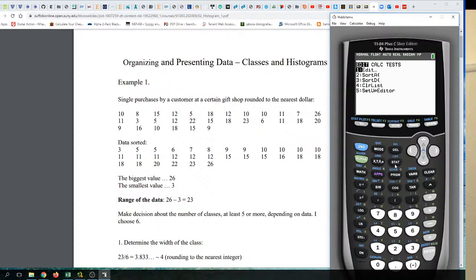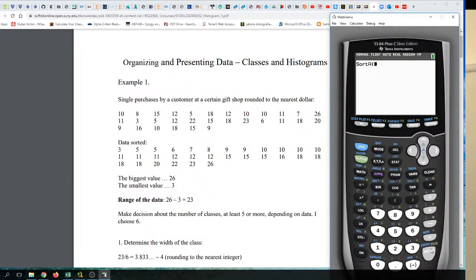Ascending from the smallest to the biggest, descending from the biggest to the smallest. So I want to do it from the smallest to the biggest. I'm going to select the option 2. Just move the arrow to option 2. Press enter. It's not going to sort immediately because I have a bunch of lists over there, so I need to know what list I want to sort. Maybe I want L1, maybe just L2, whatever.